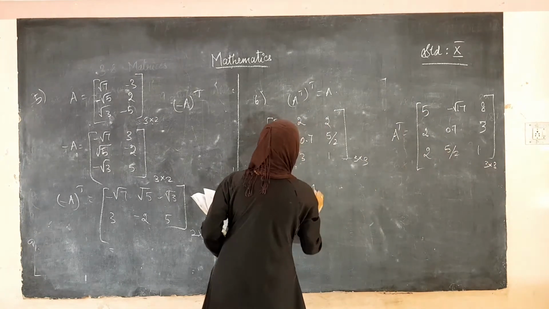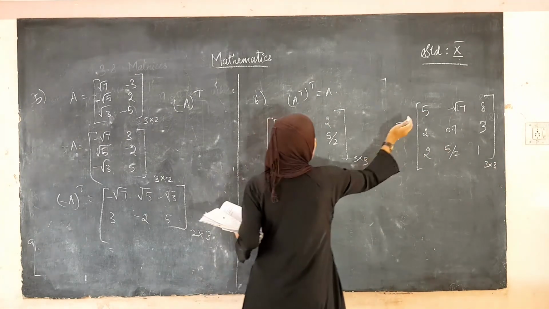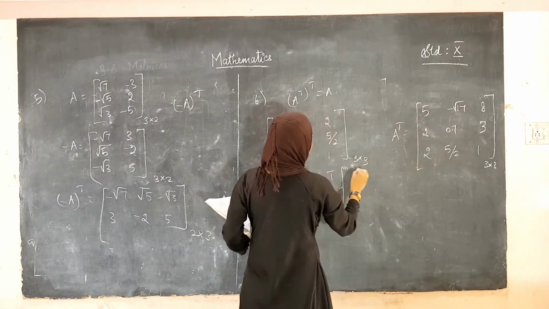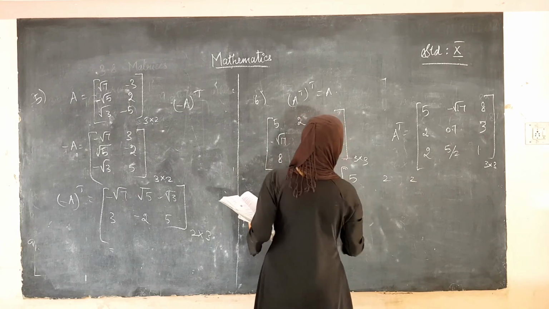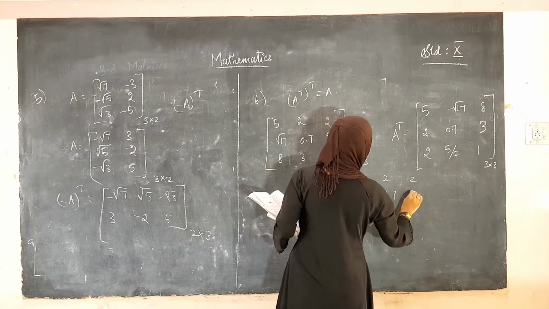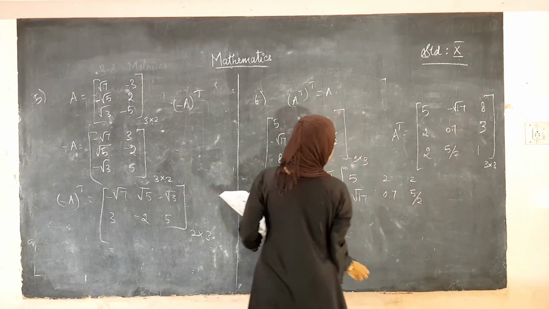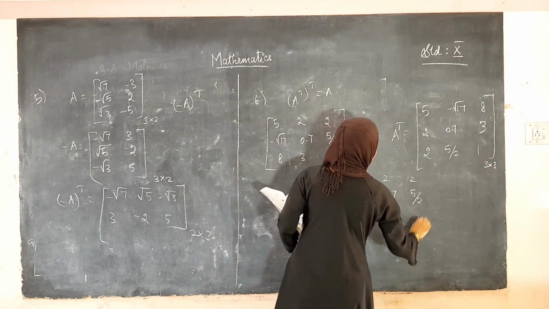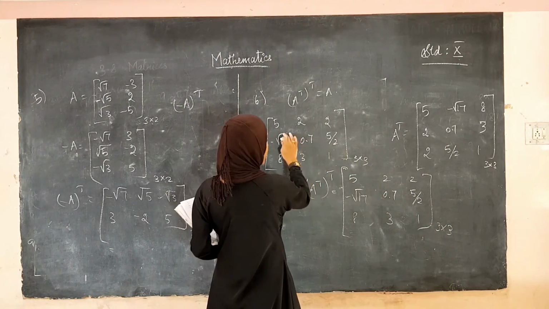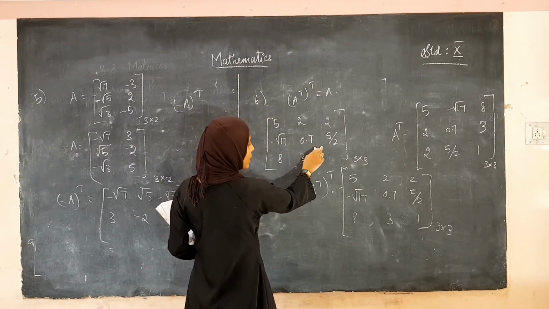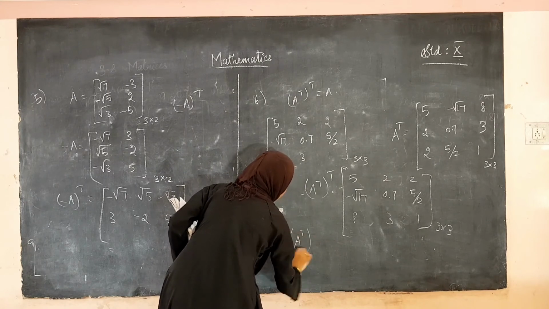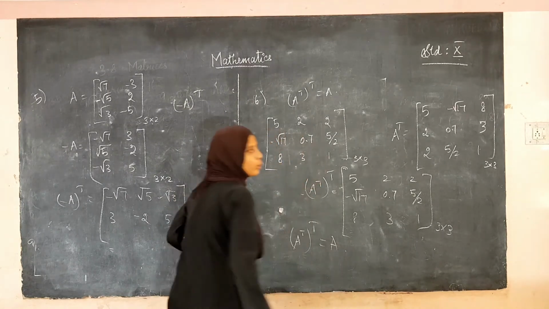Now we have to find A transpose, the whole transpose of this matrix. So what happens? Here this column changes to the row: 5, 2, 2. Second column changes to the second row: minus root 17, 0.7, 5 divided by 2. Third column changes to the third row: 8, 3 and 1. This is also of order 3 cross 3. See, these two matrices are the same: 5, 2, 2, minus root 17, 0.7, 5 divided by 2, 8, 3 and 1. Therefore, A transpose, the whole transpose is equal to A is proved.